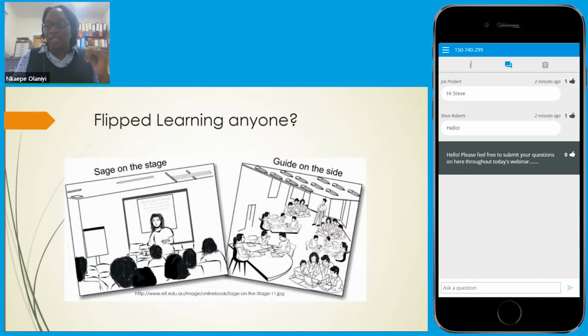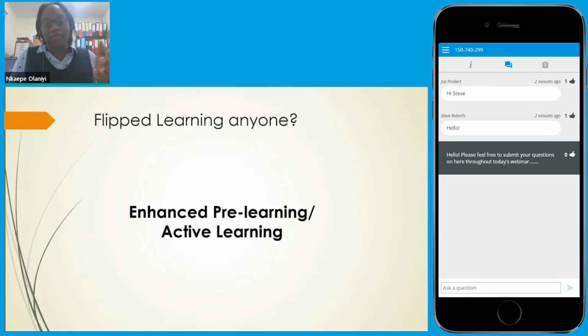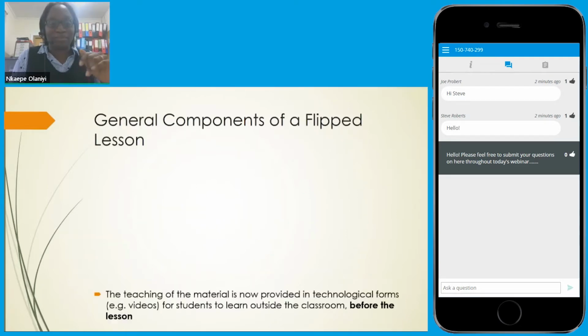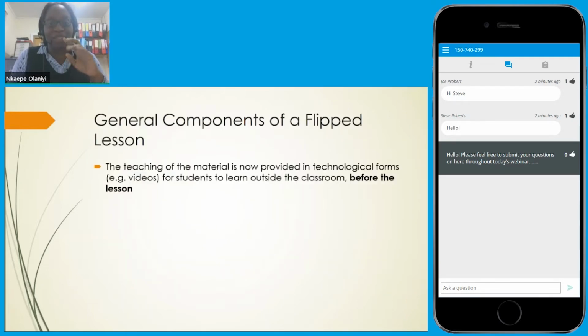I did try to put an emphasis on self-assessment, and I'll show you what I mean as we go along. Some of my colleagues were not too keen on the fact that it's flipped learning because it does have its own issues, but if I sold it as enhanced pre-learning or enhanced active learning, that seemed to calm everyone down so far. So, general components of a flip lesson: it has to have materials that are ready outside the classroom for the students to learn. They're not doing the learning in the classroom, they're doing it outside at home.